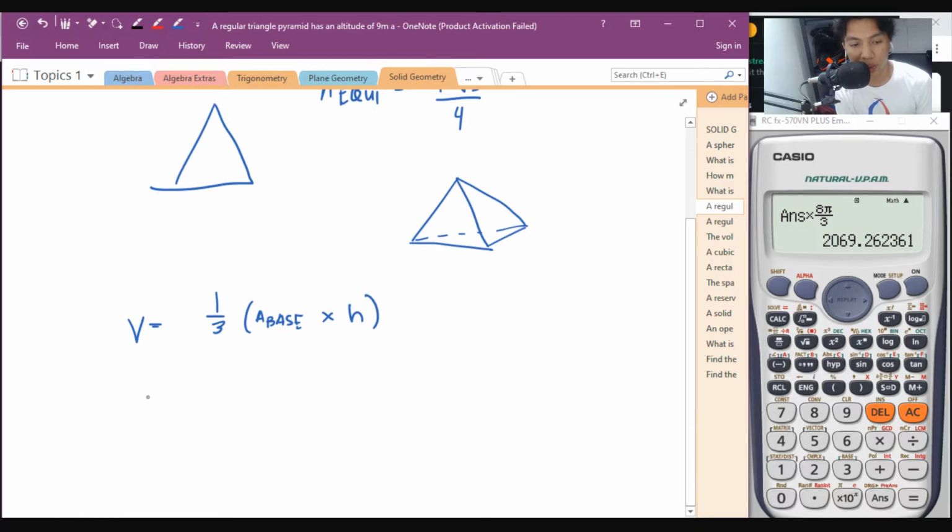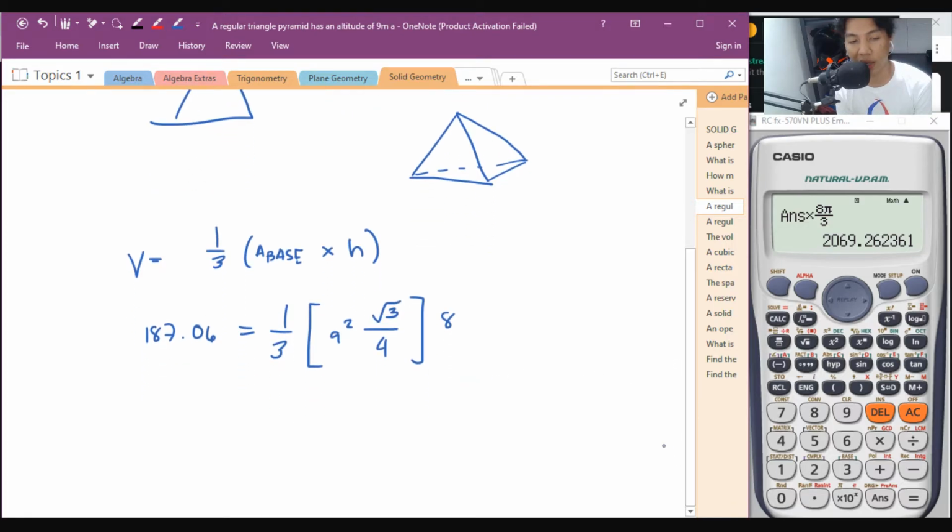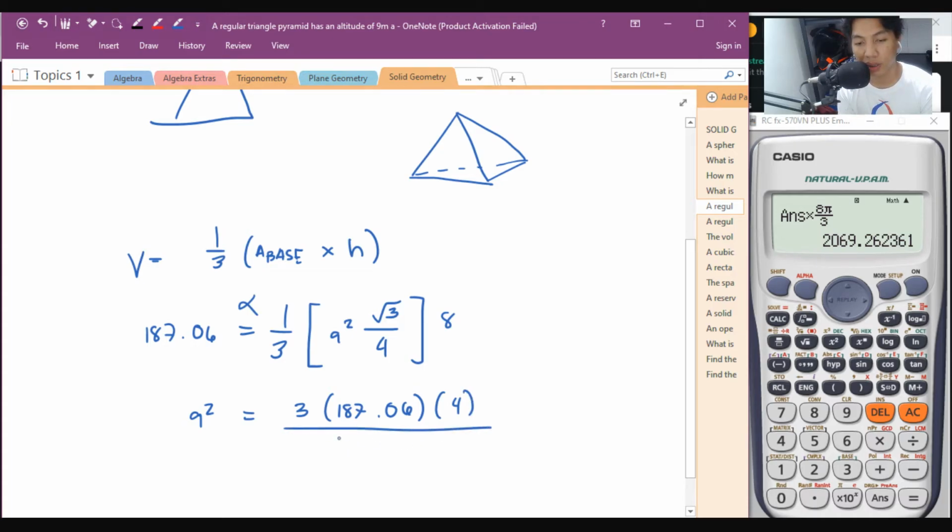So, meron kang 187.06 equal to 1 over 3. Yung base, a squared, square root of 3 over 4, multiplied the height na 8 meters. So, let us simplify. Cross multiply ito ha. A squared equal to 3 times 187.06. Meron pa, multiply mo ulit ng 4. Divide na natin ng 3. Square root of 3 times 8.